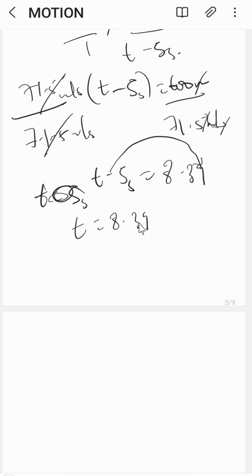Change sign, so the negative becomes a positive after it changes its side, right? So your time becomes 8.39 plus 5, that gives you 13.39, which we can say 13.4 seconds. This is our time variable.